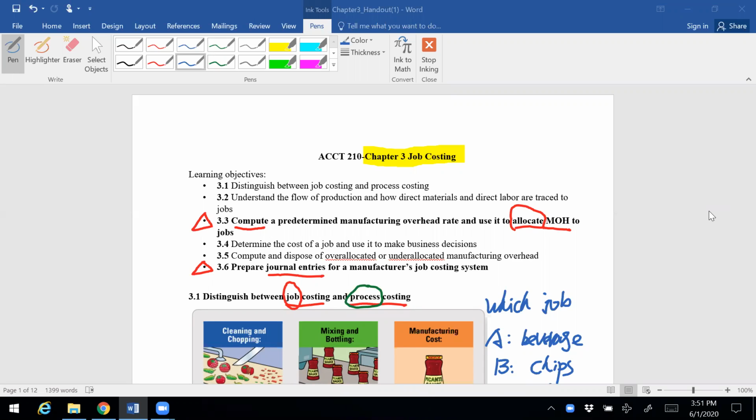In this video, we continue with chapter 3, and today we talk about learning objectives 3.4 and 3.6. We leave 3.5 to the last part.